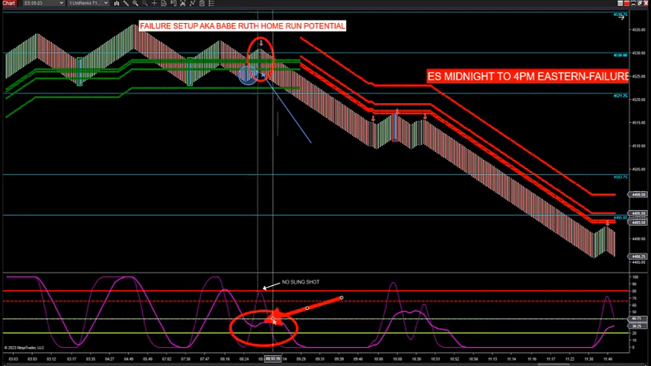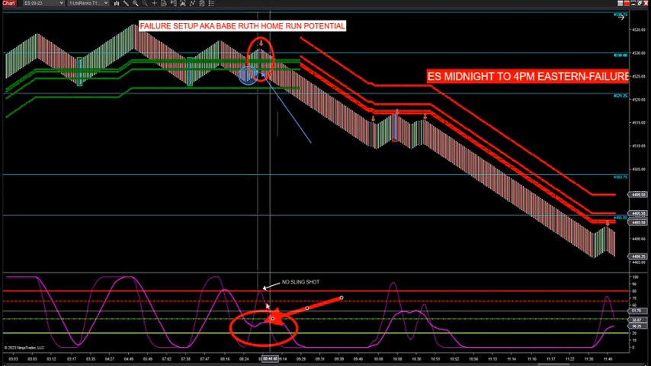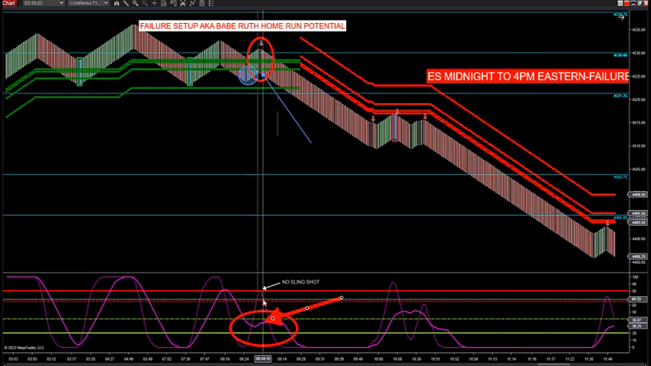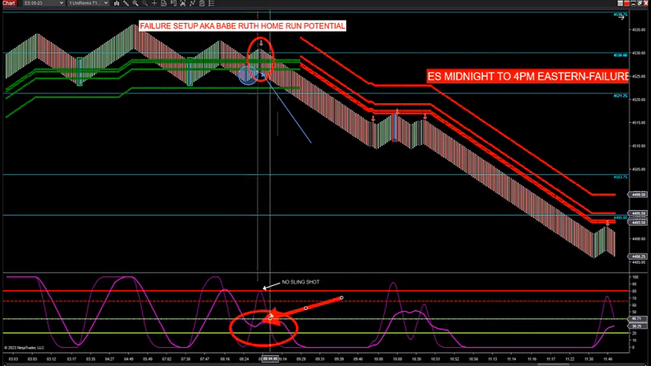But those are your two indications on the signal line. That's your major one. This has to happen. Your large signal line has to be below 40 minimum or it's not a failure trade. It has to be above 65 minimum or it's not a failure trade to the upside. That's a rule, right? And you can't get pulled in on a slingshot either. So those two things have got to happen.